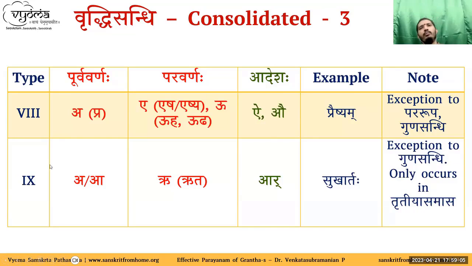So in the ninth type, if the Purvarna is A or A, and if the Paravarna is R, which should be the starting of the word Rita, then we get the Adesha R. For example, Sukhartaha, Shudhartaha, etc. Here a unique point to be noted is this only occurs in Tritiya Tatpurusha Samasa. So again, this is an exception for Guna Sandhi. So with this, we finish Vriddhisandhi and all its rules.